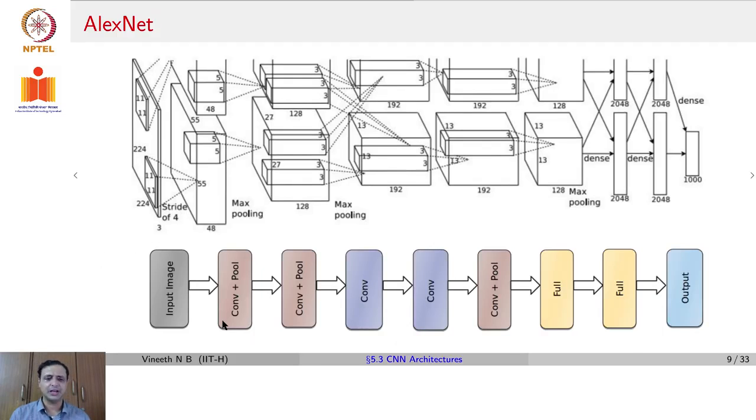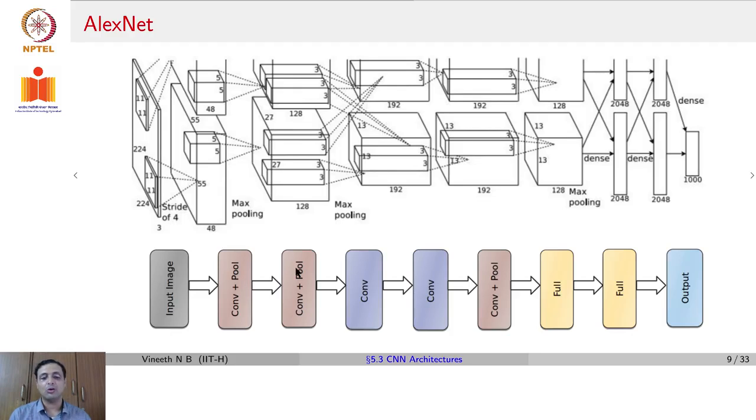Let's try to look at this architecture more carefully. So it has the input image, which was 224 cross 224 cross 3, which is the size of images in the ImageNet dataset. The first layer had a conv plus pool, which you see the output together here. So this output of 55 cross 55 cross 48 was after doing the convolution part, and then you do a max pooling, which reduces the size further.